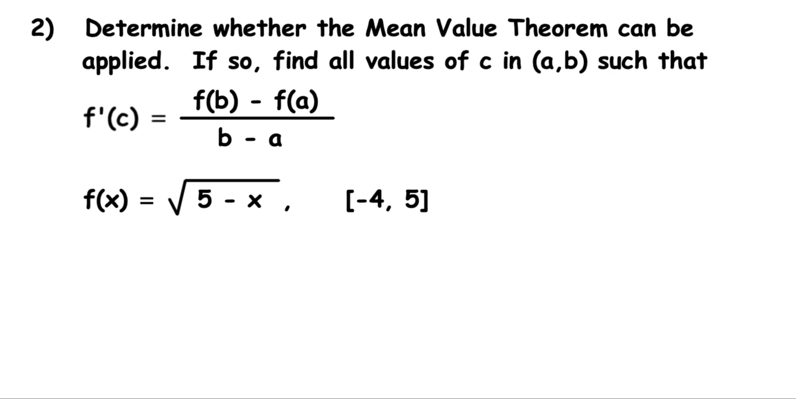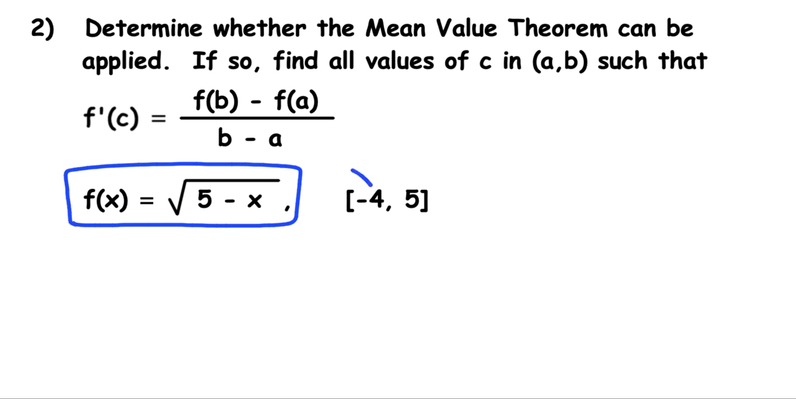All right, number 2. Instead of estimating the values of c, we're actually going to find the exact values of c that satisfy the mean value theorem. First of all, does the mean value theorem apply? Well, this function f of x is continuous between -4 and 5. If you put the -4 in, you get the square root of 9, which is 3.